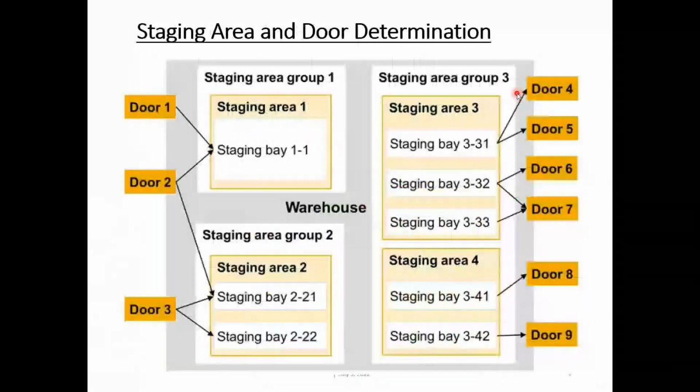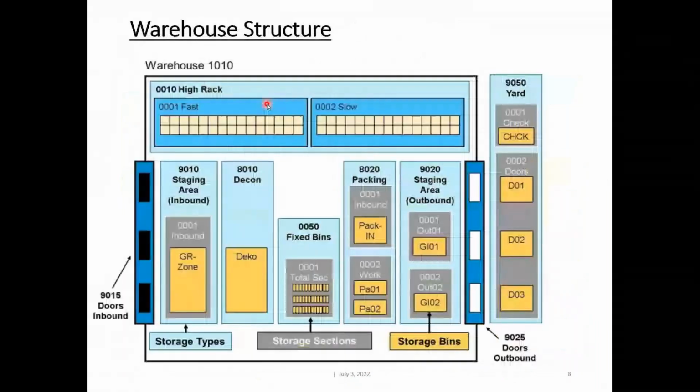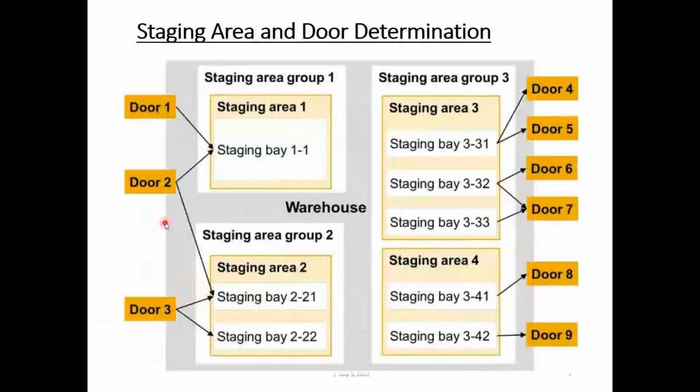Okay, and also we have an option to link the staging area and door together, say for hazardous material, which will be handled separately in a separate corner of the warehouse. You can link these two together so that when the truck comes, it will directly go to that particular place, and then there will be a set of different people wearing PPE kits and everything for managing the hazardous products.